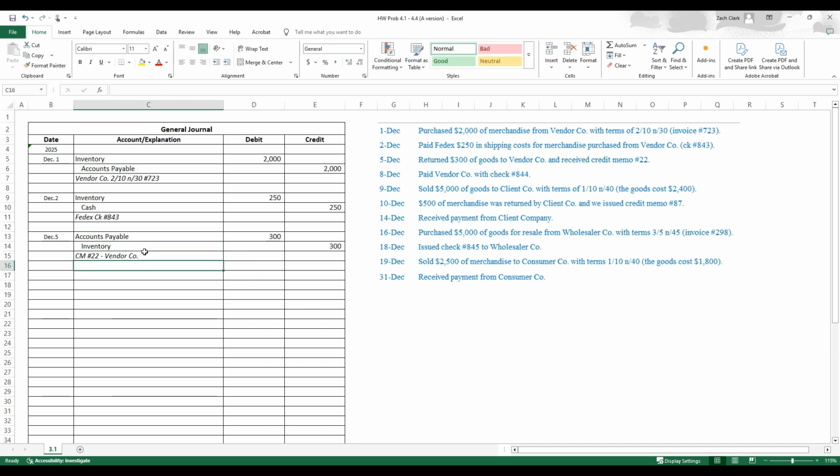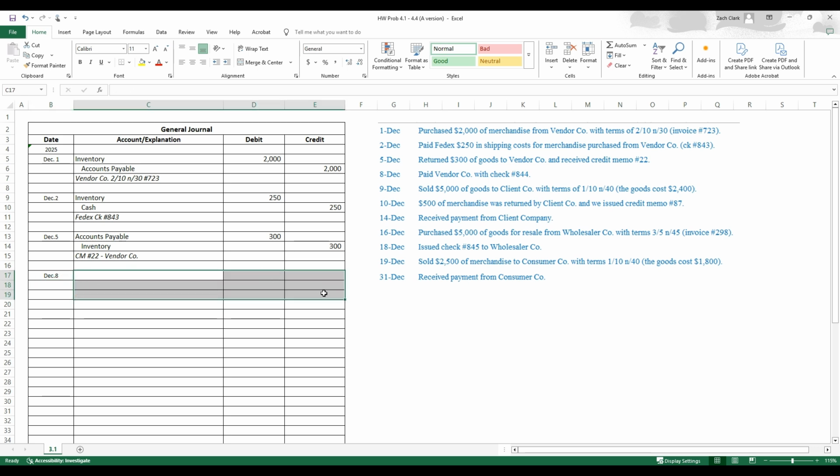Put the R in there. We are going to reduce both of these accounts by the $300 related to the return. Okay, on December 8th, let's see what we got. We made our actual payment with check number 844.